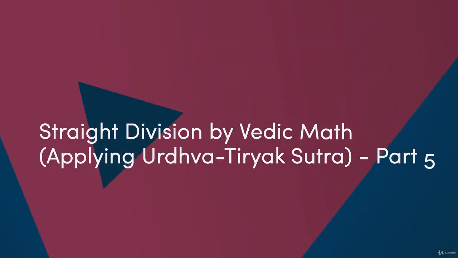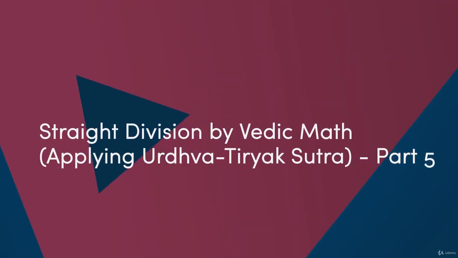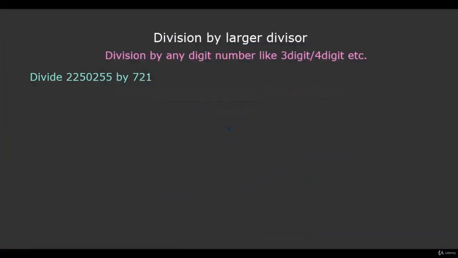Welcome again, and this lecture is based on divisions by larger divisors, like the divisors are 3 or 4 digit numbers. Now here the dividend is a 7 digit number and the divisor is a 3 digit number. Through this example, we are going to learn how to divide by larger divisors.